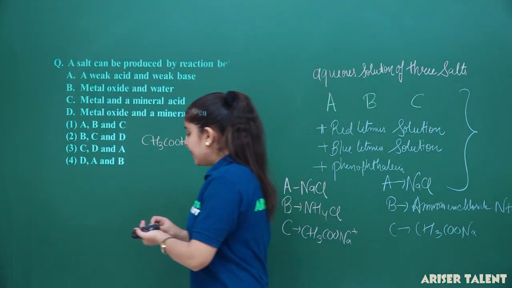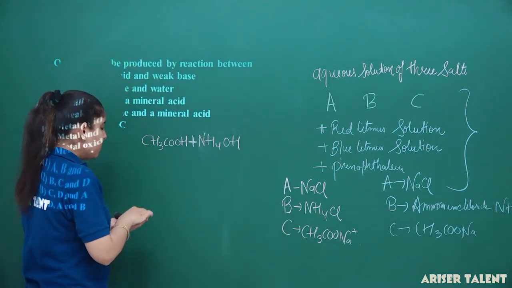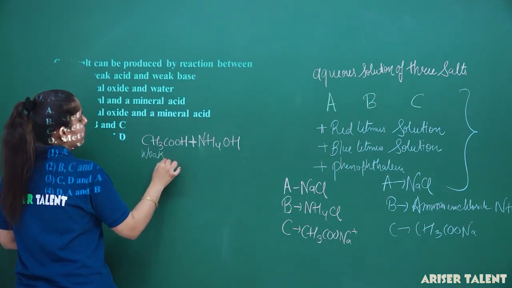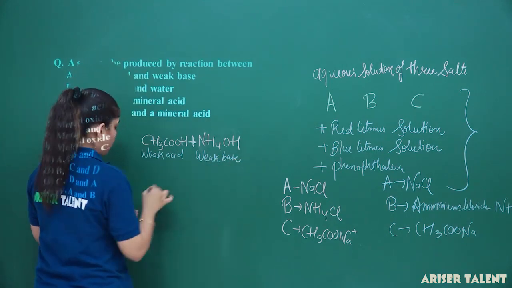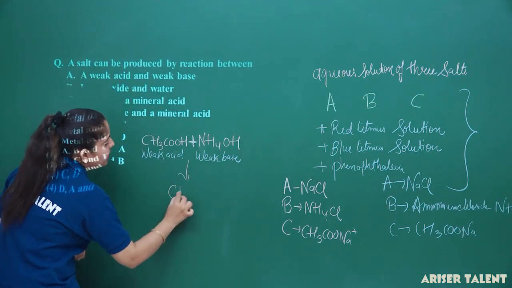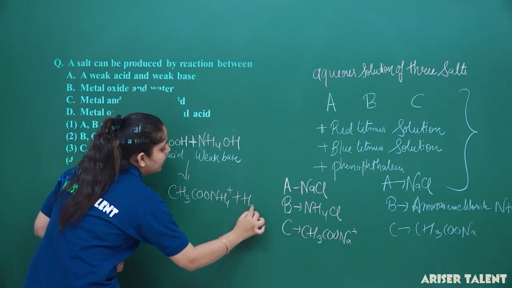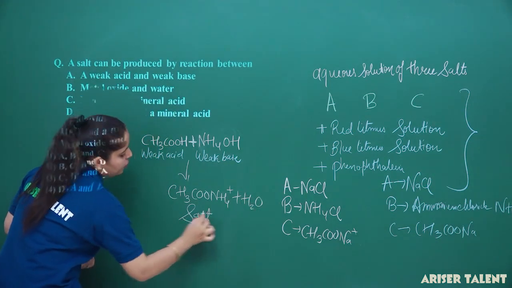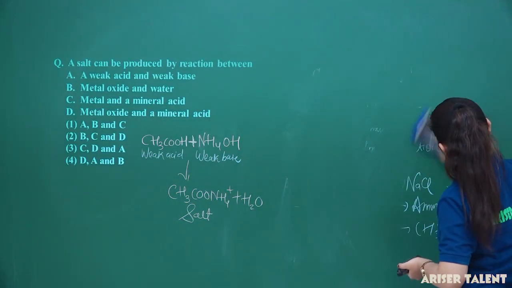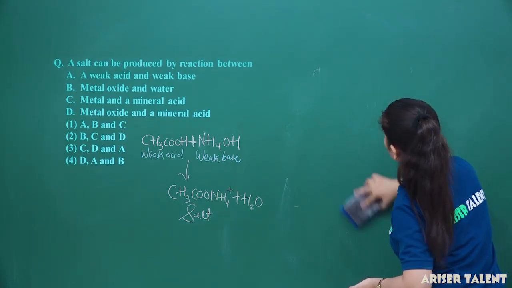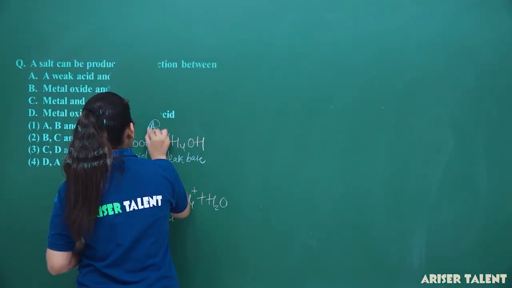So acetic acid is our weak acid and NH4OH is our weak base. So you can write here it is a weak acid and this is our weak base. Now they are going to form CH3COONH4. This is the salt and water will be eliminated from this reaction. This is the first part we have done. So this will be our weak acid and a weak base, option number A.